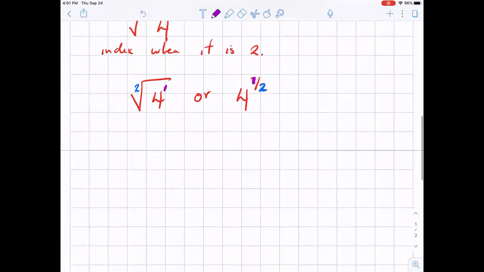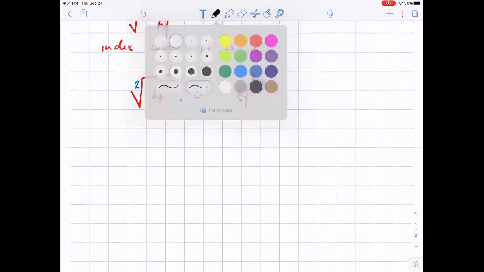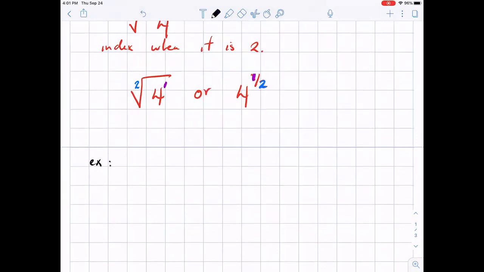We now have 1/2. So likewise, for example, the cube root of, let's say, 27. So notice for any other root, cube root, that index has to be written. Square root is the only one that's not written there. So I could write this as 27, well, since the index is 3, that 3 goes here. And the power of the 27 is a 1, so it's 1/3.